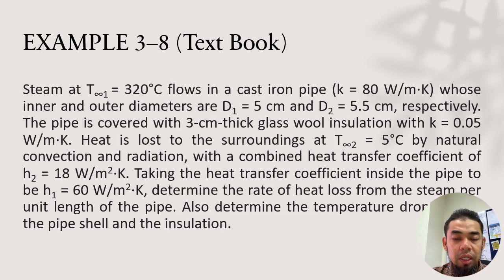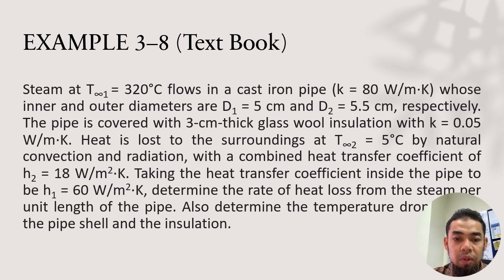Example 3-8 from our textbooks. Steam at ambient temperature T∞1 of 320 degrees C flows in a cast iron pipe with conductivity of 80 watt per meter Kelvin, whose inner and outer diameter are equal to 5 centimeter and 5.5 centimeters respectively.